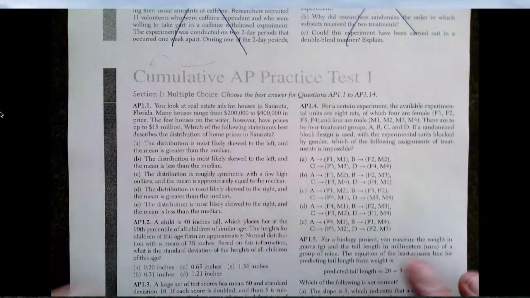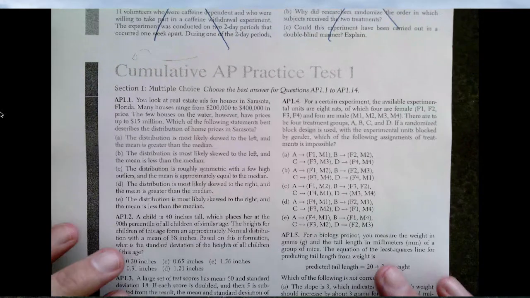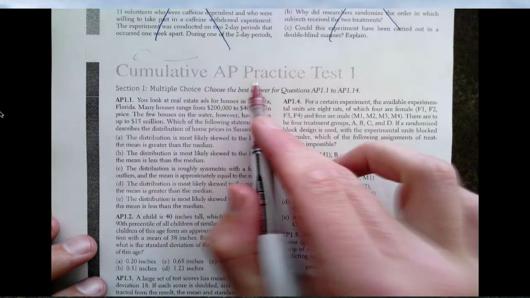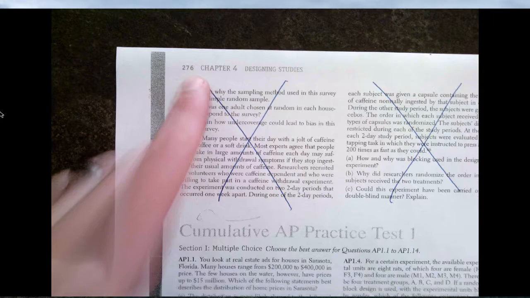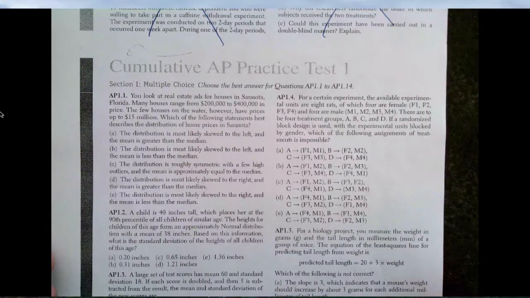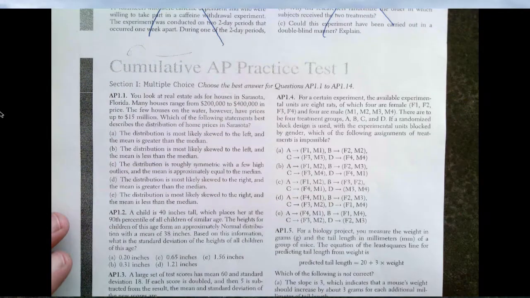Alright, this video is for AP Stats, and it is the Cumulative AP Practice Test 1. It is found on pages 276 through like 280. It's the end of Chapter 4, and it reviews Chapters 1, 2, 3, and 4.